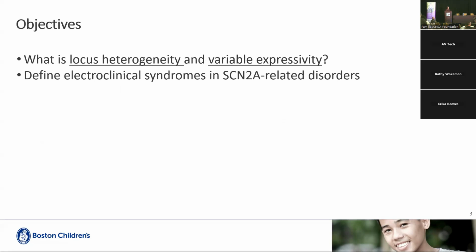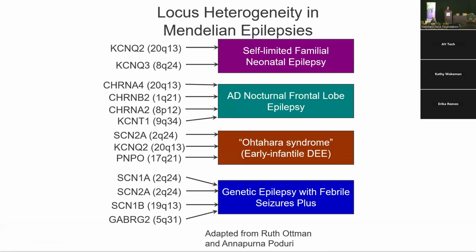So our objectives, we're going to talk a little bit about a couple words just to know about: locus heterogeneity and variable expressivity. They're not critical for you necessarily, but just to understand the context of how genes and syndromes interact. And then we'll talk about the syndromes. So this is just a little bit of background.